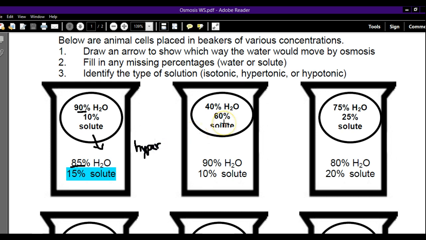Now let's talk about the next one, because we've done everything we can do here since there aren't any missing percentages. This one says 40% water here, 90% water here, okay? So the higher water concentration is on the outside of the cell. Now, I also said that water moves towards a higher solute concentration. We have 10% solute here, 60% solute here. So it's the same. It's going to be moving inward, okay? And we call this a hypotonic solution.